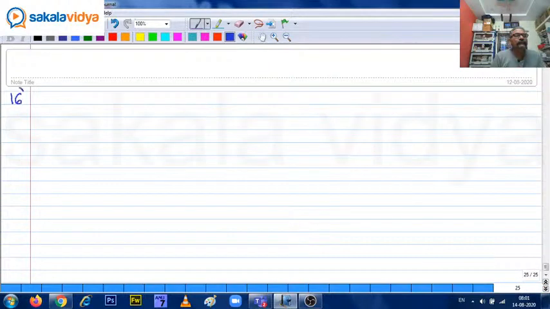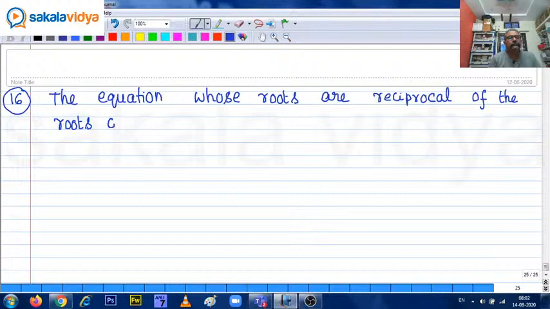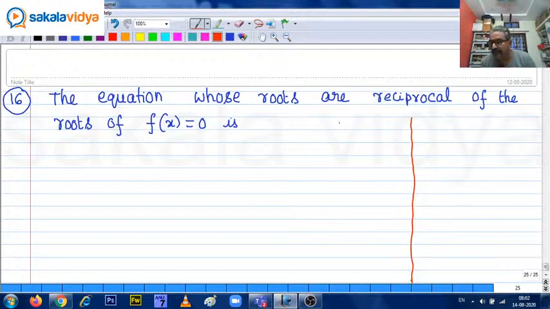So now 16. The equation whose roots are reciprocal of the roots of f of x equals 0 is, that we need to find out.